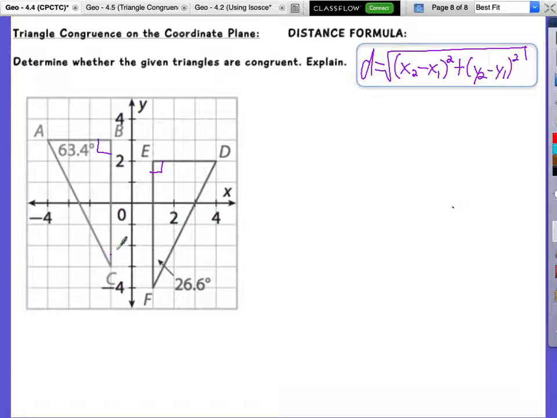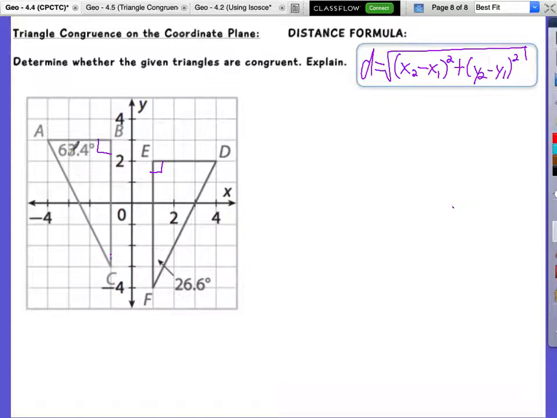Okay, how do we know that though? Can we figure out what this measures? You use the distance formula between A and G. Okay, that's not quite how we figure it out.